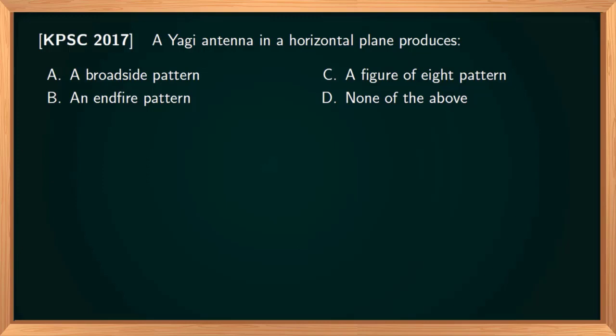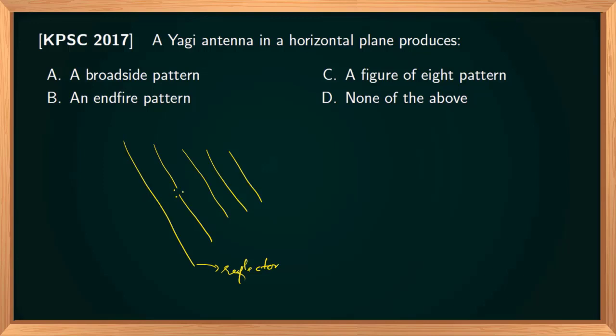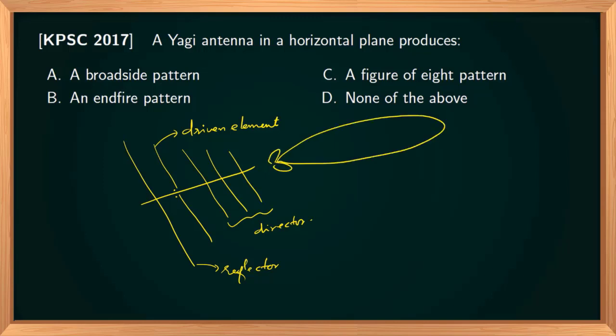Next question, a Yagi antenna in a horizontal plane produces, option A, broadside pattern, B, end-fire pattern, C, a figure of 8 pattern, D, none of the above. We have Yagi antenna with one feed element or driven element and several parasites, and this is reflector having length more than the driven element, and other parasites have length less than the driven element. This is driven element, and these are directors. So the field pattern will be end-fire. So maximum radiation will occur in this direction. So it is an end-fire pattern.